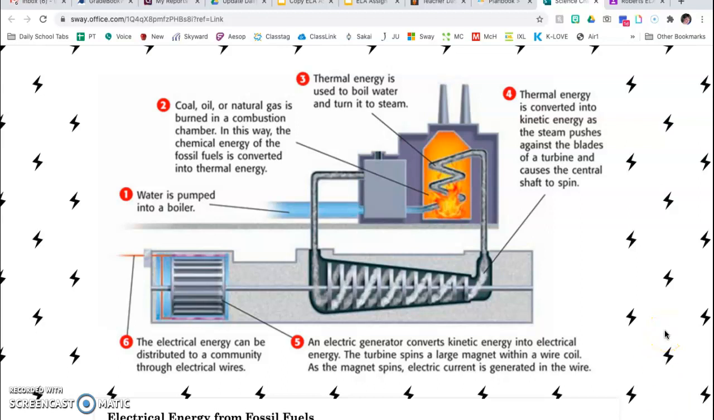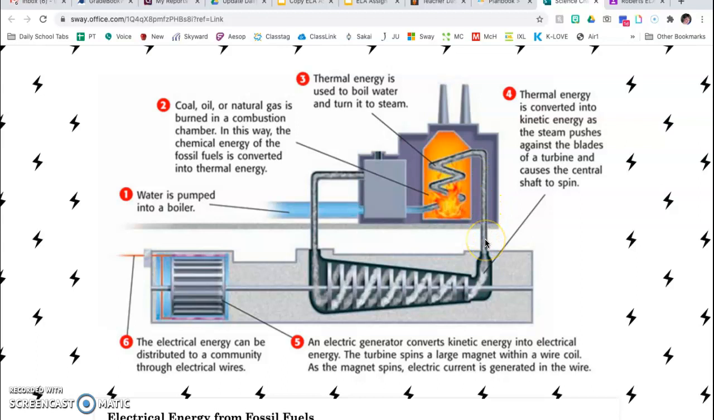Here's a form of electrical energy from fossil fuels and how we use it. The water is pumped into a boiler, and you can see that happening here. Coal, oil, or natural gas is burned in a combustion chamber, and this way the chemical energy of fossil fuels is converted into thermal energy. Remember, thermal energy is another word for heat. Thermal energy is used to boil the water and turn it into steam.